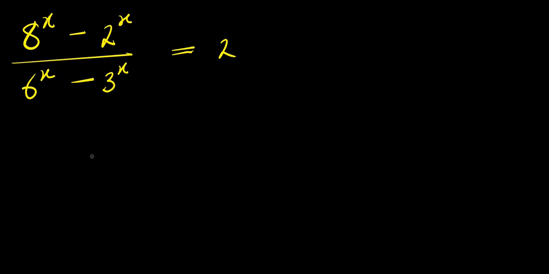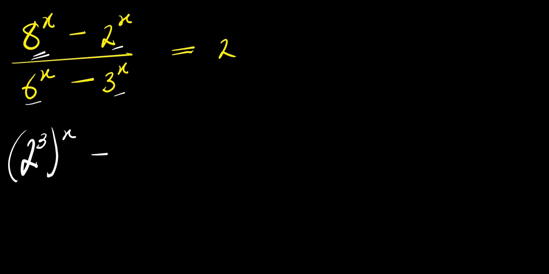Hello, how to solve this exponential problem? This is 8 power x minus 2 power x divided by 6 power x minus 3 power x equals 2. We are solving for values of x that satisfy this equation. So this 8 here, I can express it as 2 power 3.